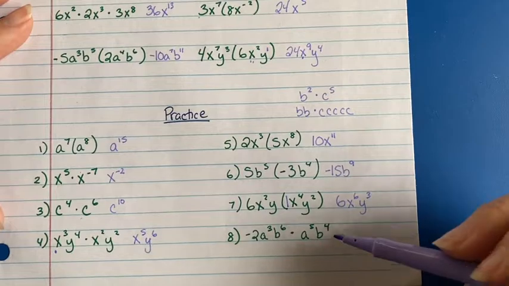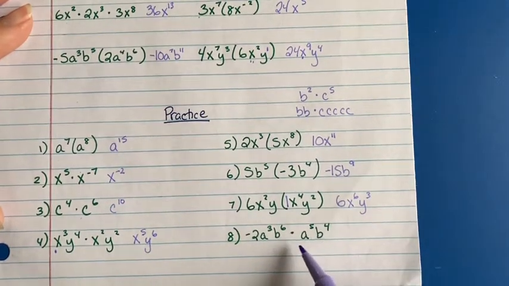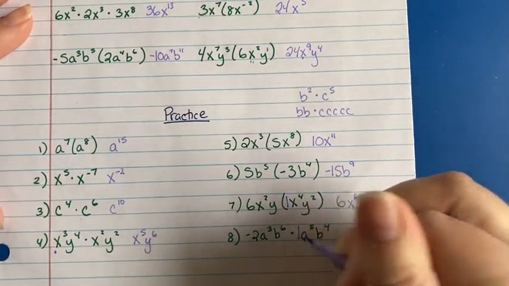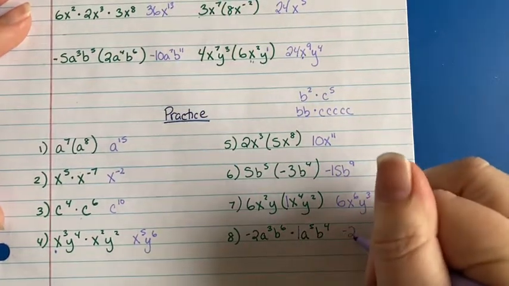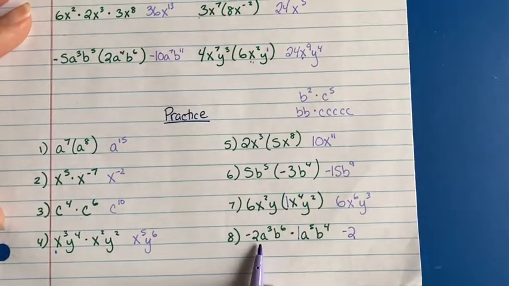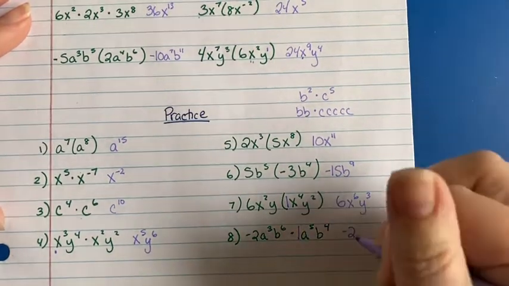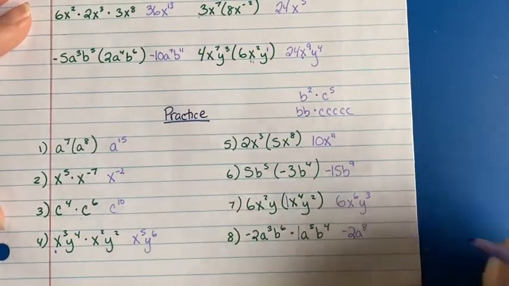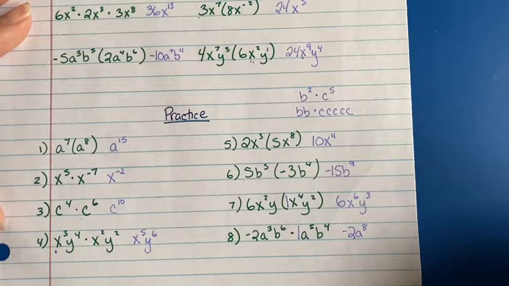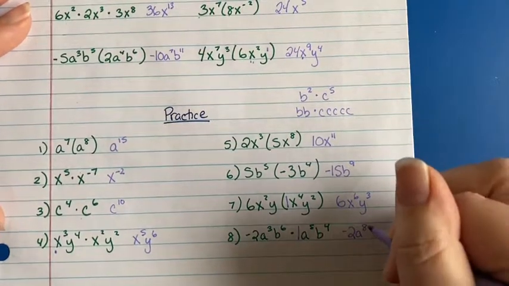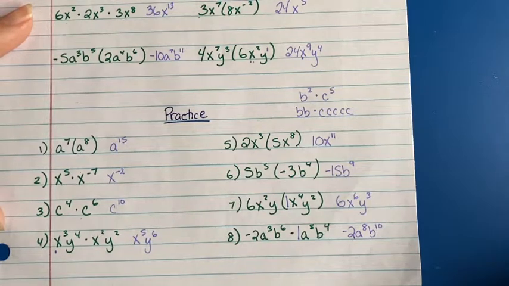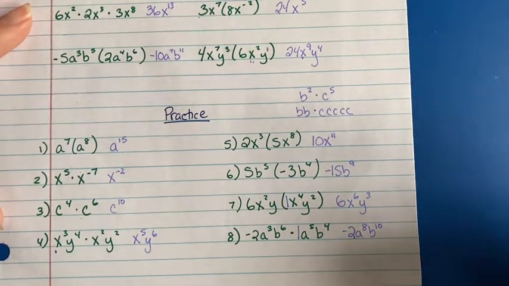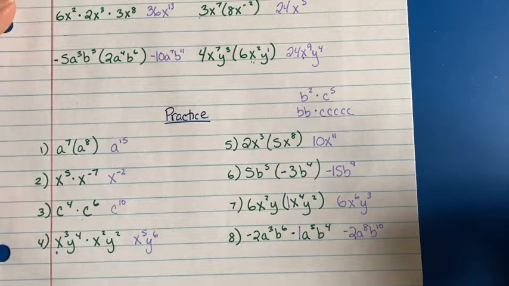Now 8 is very similar to number 7. There's no coefficient over here. So again, you can draw in the number 1 if you would like. So -2 times 1 is -2. A to the third times a to the 5th would be a to the 8th. And b to the 6th times b to the 4th is b to the 10th. So that's what it looks like when we are multiplying with exponents.